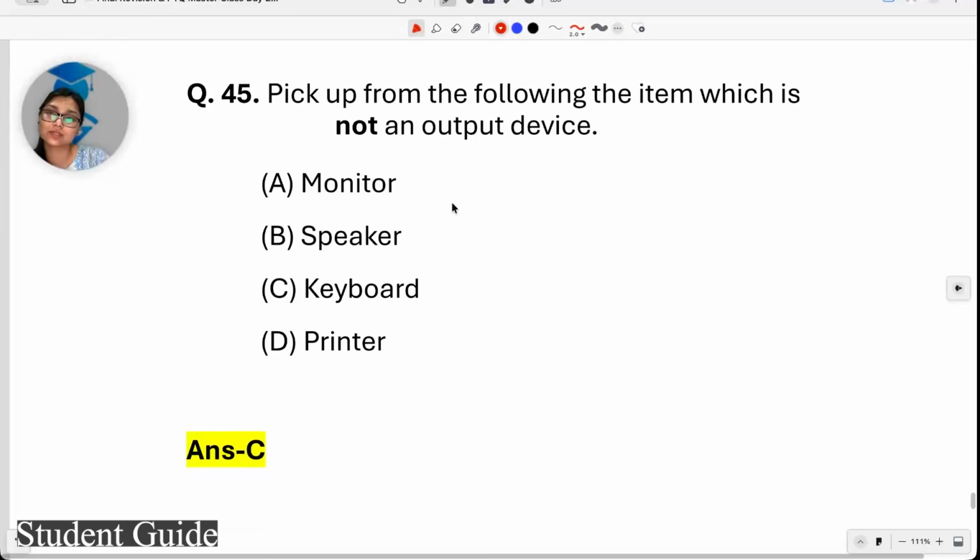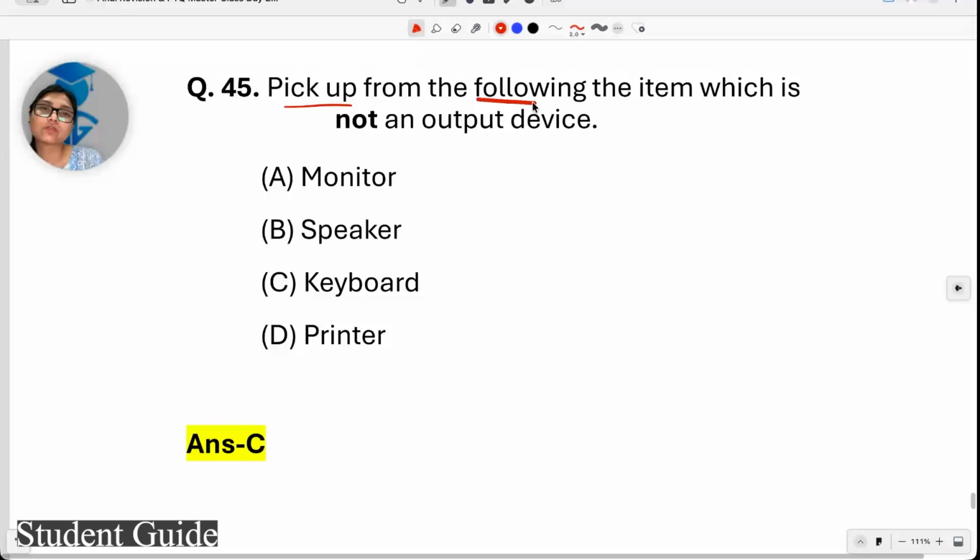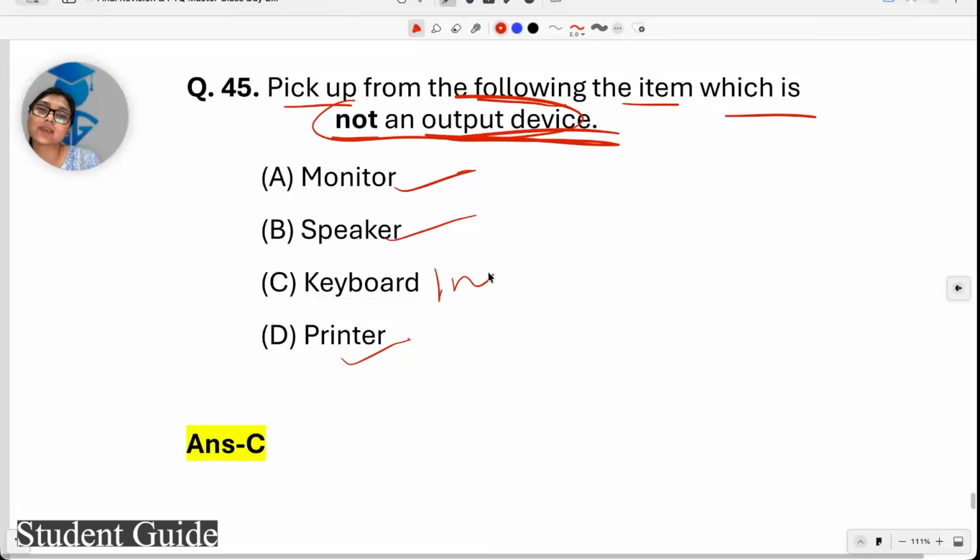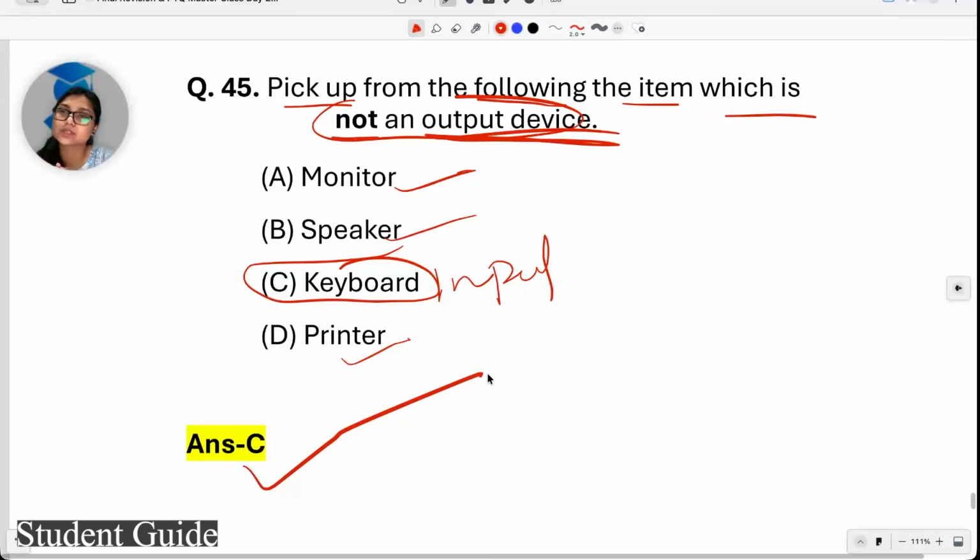Now moving to the next question, it is asking to pick from the following the item which is not an output device. It means you need to find the input device. So monitor is an output device, speaker is an output device, keyboard is an input device, and printer is an output device. As it is asking not an output device, you need to find the input one. So keyboard is the correct answer for this question. These are very basic questions, you all know it, but in the exam hall this type of sentence sometimes may confuse you, and sometimes in the rush of time you may wrongly mark it. So be careful about that.